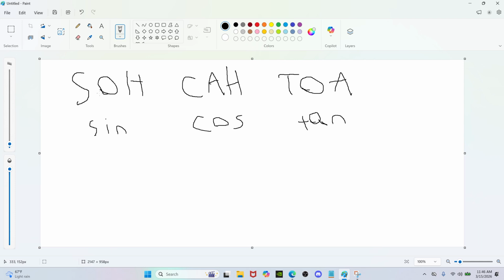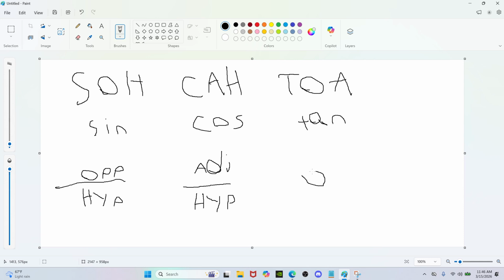So take a look at this. On the side of the right triangle, we have our opposite over hypotenuse. I'll be showing you what this means, so don't worry. You might have to fast forward, but if you don't understand, just rewind or fast forward, it's okay. But this is what this means. So opposite divided by hypotenuse. And then we have CAH, or cosine, that would be the adjacent over hypotenuse. And then we have TOA, or tangent, or tan on the calculator, which would be the opposite over adjacent.